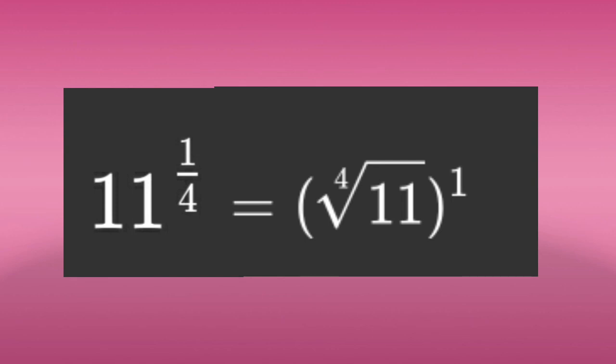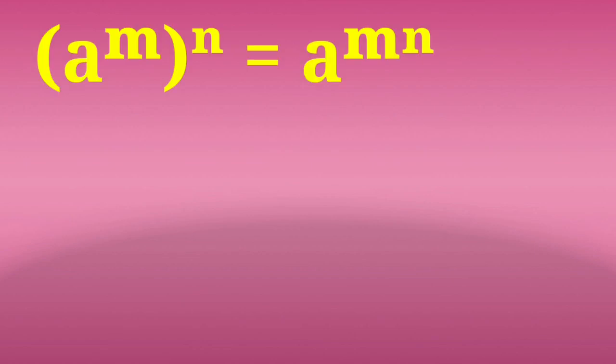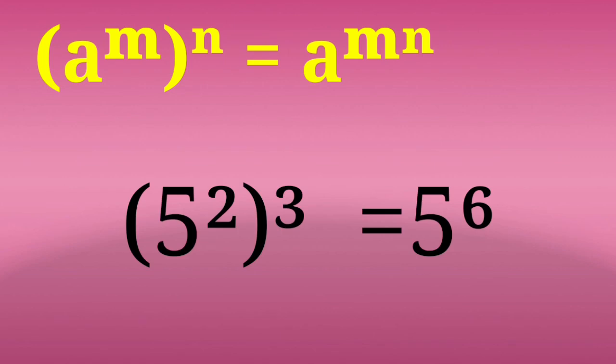And last one more. A raised to m all raised to n. Double powers, the double exponents. m and n are exponents. A raised to m all raised to n is equal to a raised to m into n. One example, 5 raised to 2 all raised to 3 is equal to 5 raised to 2 into 3, which is equal to 5 raised to 6.